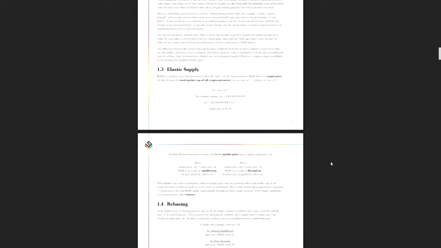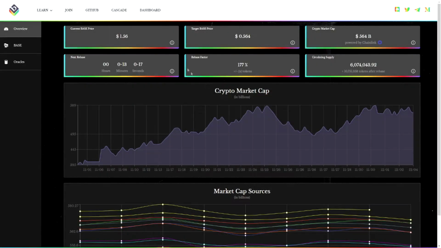It is elastic. This brings us immediately to the most important part of this project, which is rebasing, and that's where it got its name from. Base token, rebasing. This is the core of the whole project. So to really understand how this works, we're going to take a look at the dashboard. So we can see that the current market cap is 564 billion. The data is being pulled from Chainlink, so that gives us a little bit of confidence.